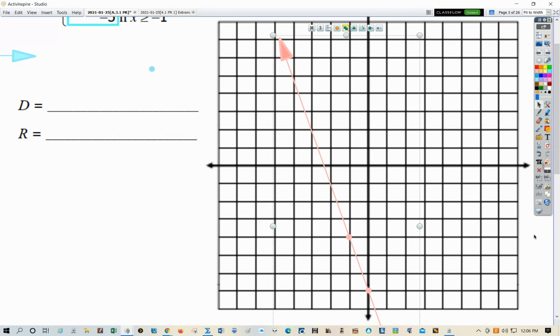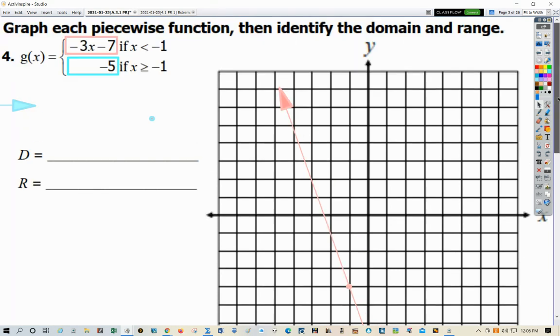Close enough. Okay, so there's my red graph. Everybody agree? Look good? It's just a line through those 2 points. What about my blue graph? That's an easy one. Y equals -5.